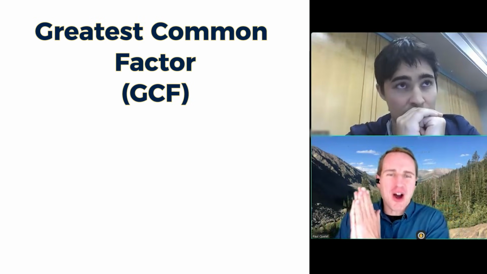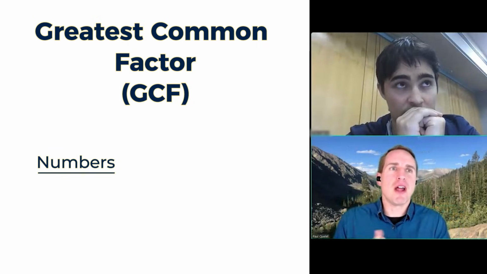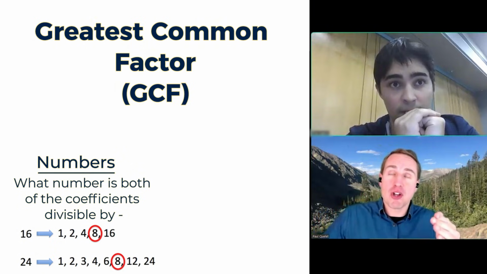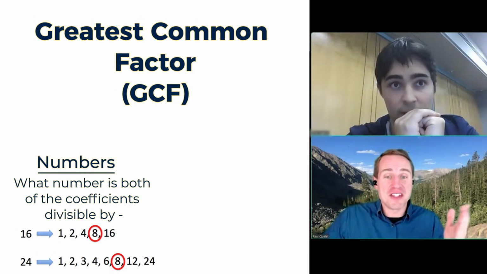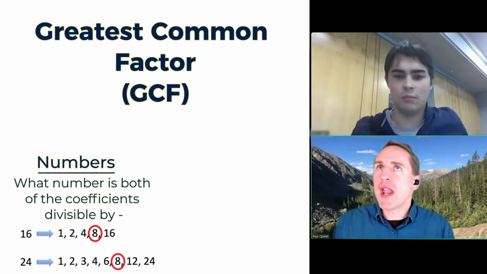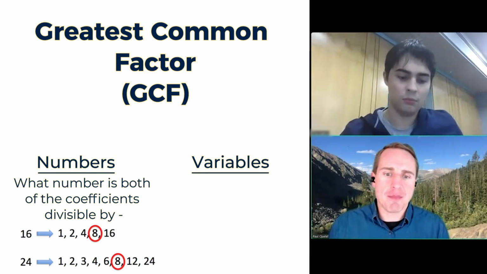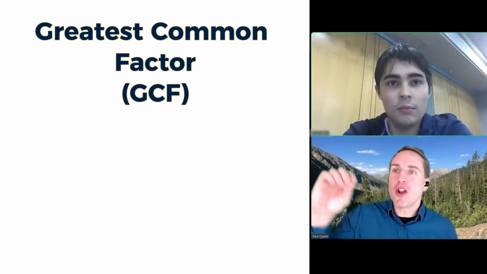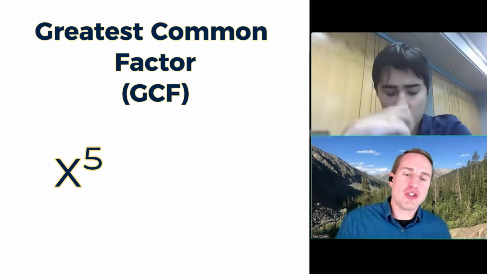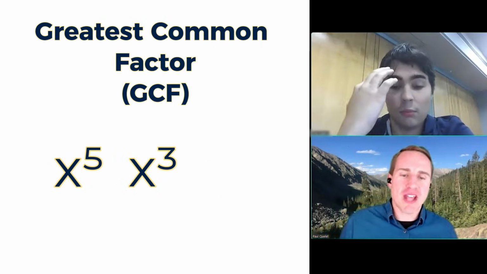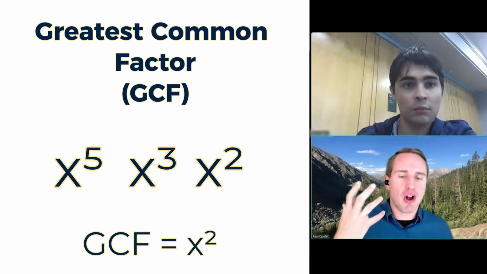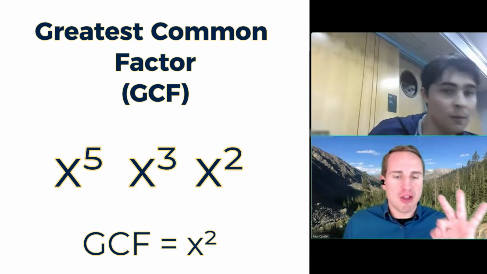When we look at numbers, we look to see what number is a common factor. In other words, what numbers are both the coefficients divisible by. And then when it comes to variables, we think about powers. So if I have 3 terms, one of which is x to the 5th, one of which is x to the 3rd, one of which is x squared, x squared is going to be the greatest common factor. That's the largest power of that variable that all 3 of those terms would share.